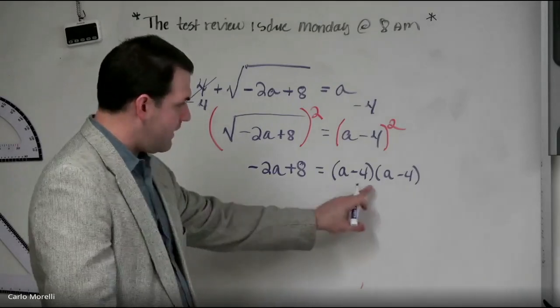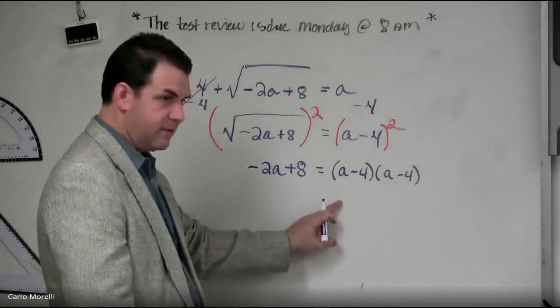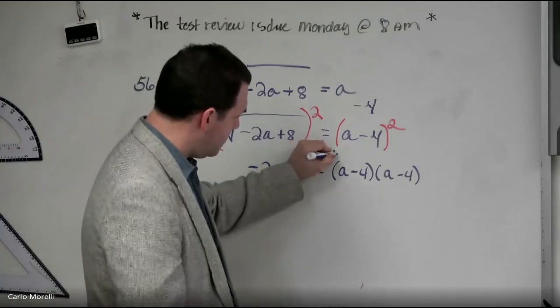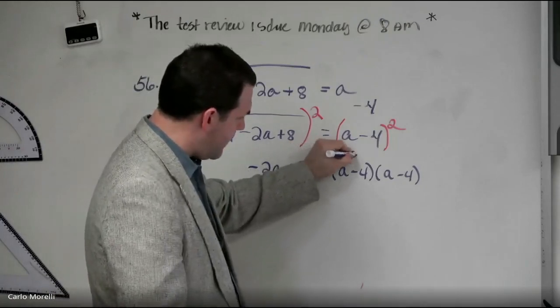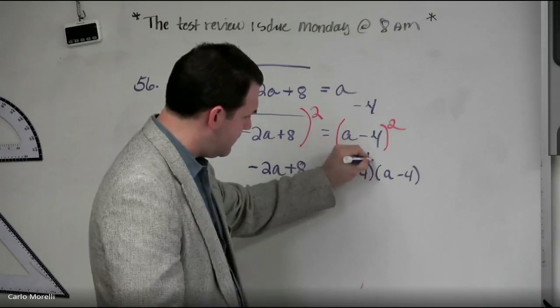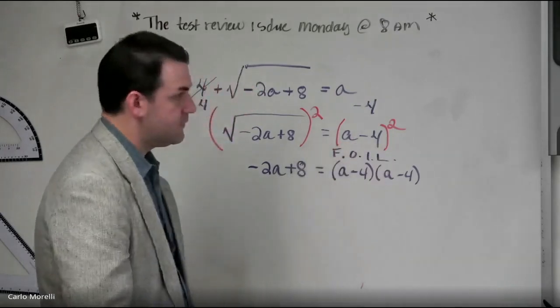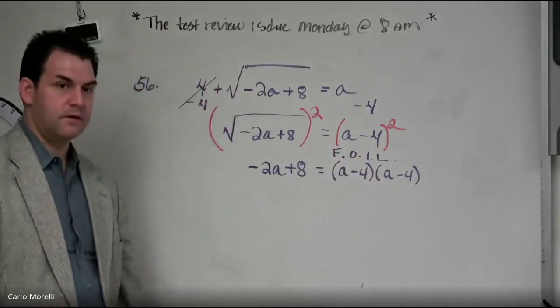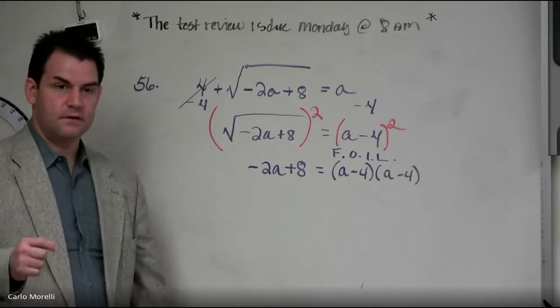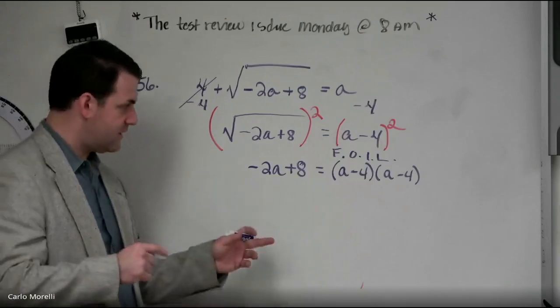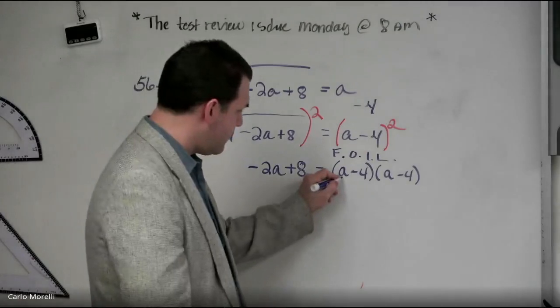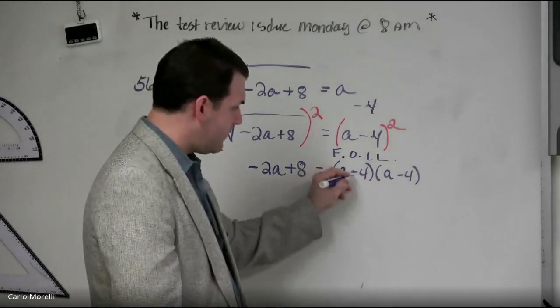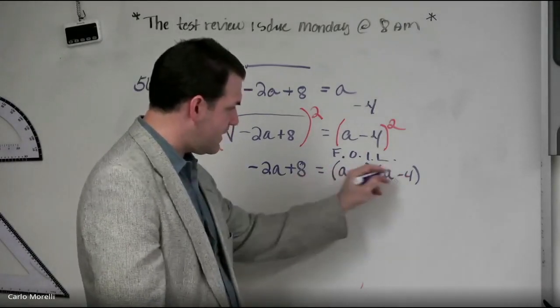Now we have to multiply these two binomials together, and we have to use FOIL. What does FOIL stand for? First, outer, inner, and last. What that means is first times first, outer times outer, inner times inner, last times last.